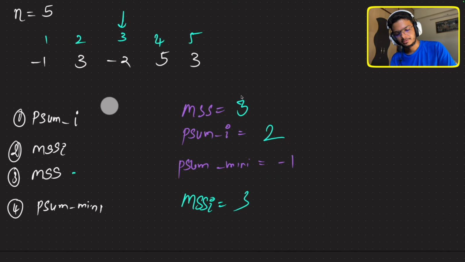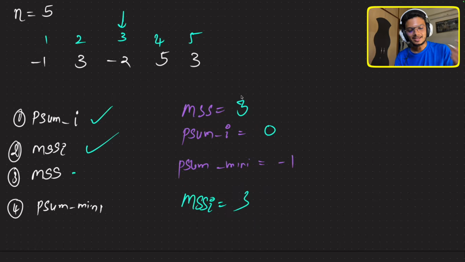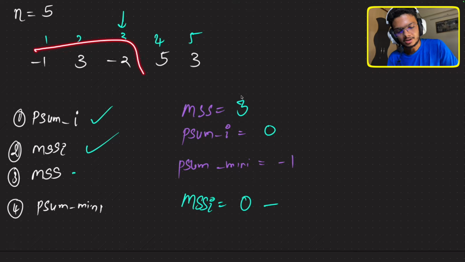Now let's come back. So first things first, update prefix sum of I. So it is 2 minus 2, which is 0. Okay, prefix sum of I is 0. Then find the maximum subarray sum ending at index I. That would be the prefix sum at this portion, 0, minus the minimum prefix sum till this portion, which is actually -1, right? So 0 minus -1, right?